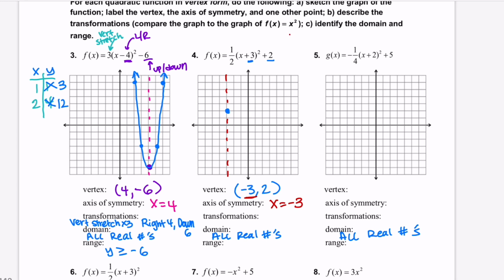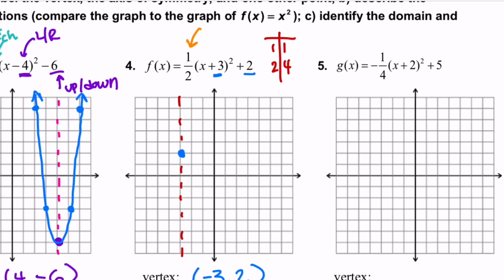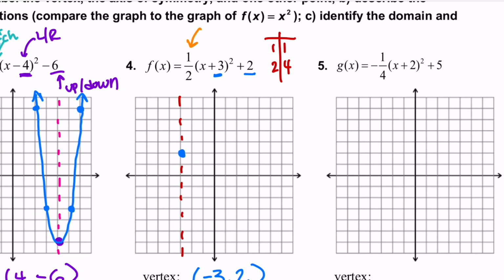We're going to take our key points of 1, 1, 2, 4, and we're going to multiply by our a value. So that's 1/2. So I have half of 1 is 1/2, half of 4 is a 2. So over 1 up a half, and over 2 up 2. And then we reflect that over the axis of symmetry.